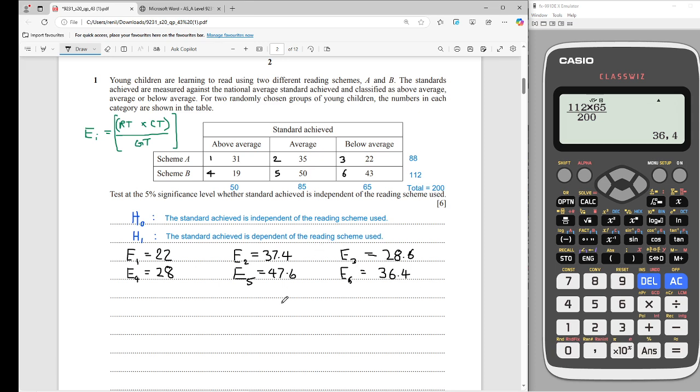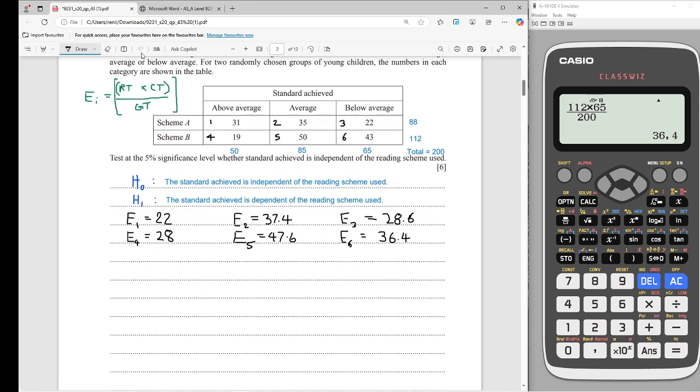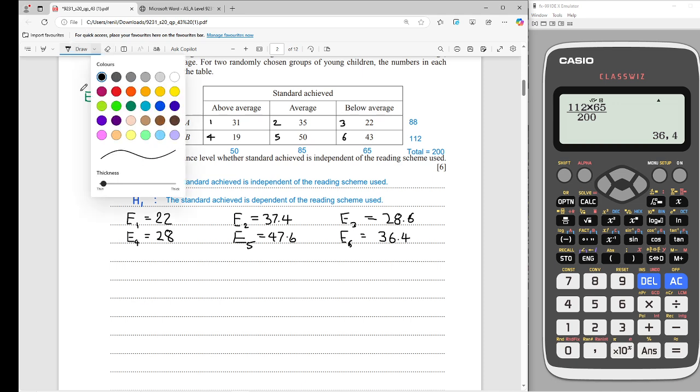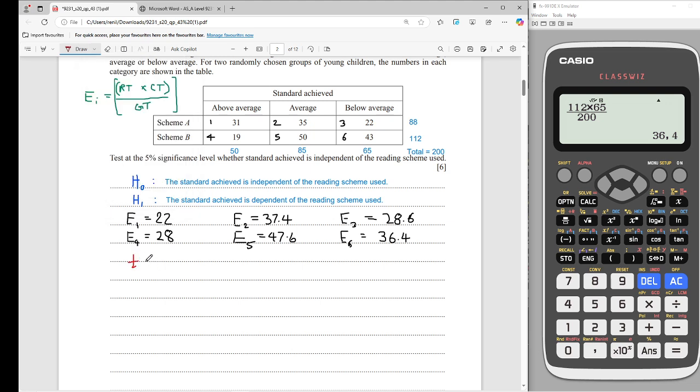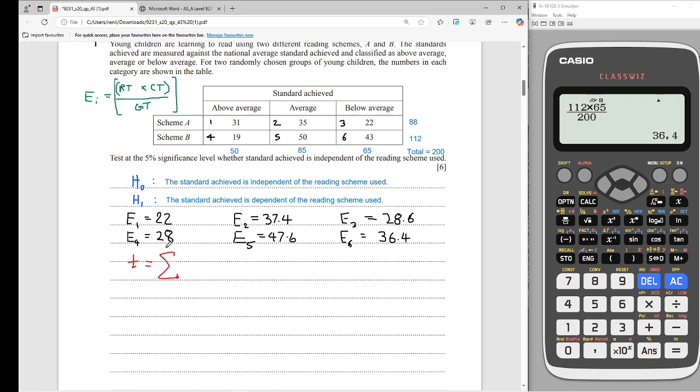Right. So now we've calculated all the expected values. We need to use another formula to calculate the test statistic. I will note the test statistic as T. T is equal to the summation of, when you have a sample size of n, I always equal to 1 in this case, the observed value minus the expected value of the same cell.